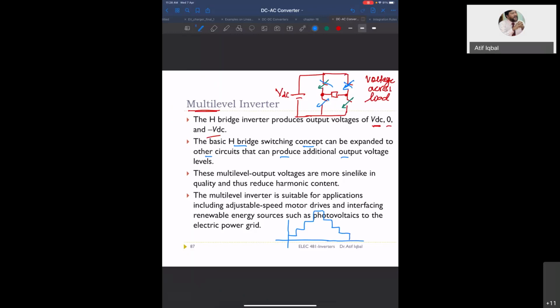As the number of levels increases, the steps become closer and closer, and they look more and more like a sine wave. If they look more close to sine wave, the overall harmonic performance is better. The harmonics are low, the THD will be low. Total harmonic distortion will be low.